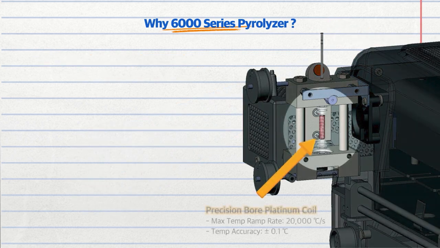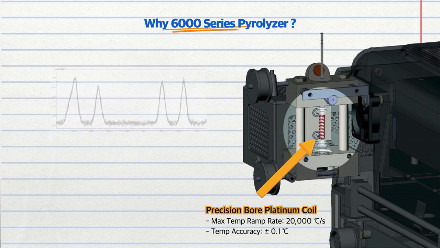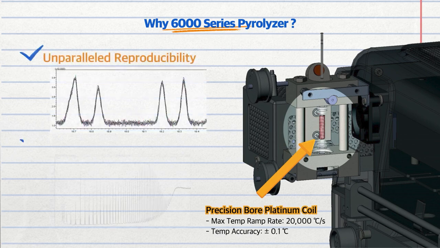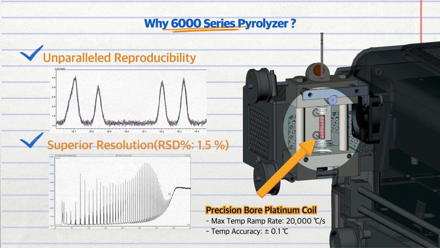The precision bore platinum coil, calibrated with sample temperature accuracy at plus or minus 0.1 degrees Celsius, ensures unparalleled reproducibility and superior resolution for a precisely controlled thermal profile.